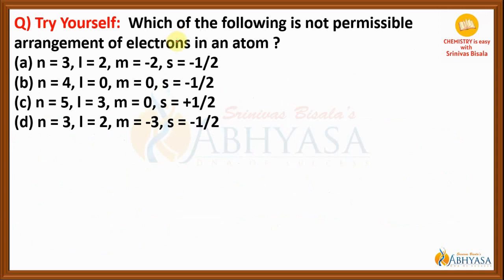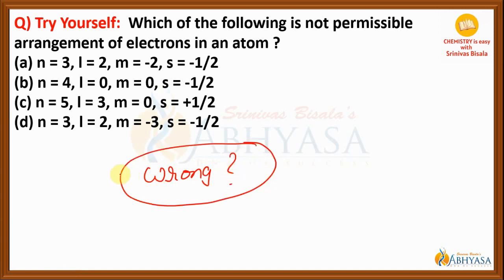Which of the following is not a permissible arrangement of electrons in an atom? See the combinations and find out which combination is the wrong combination. After solving this, please post your answer in the comment box. I will cross check. Thank you.